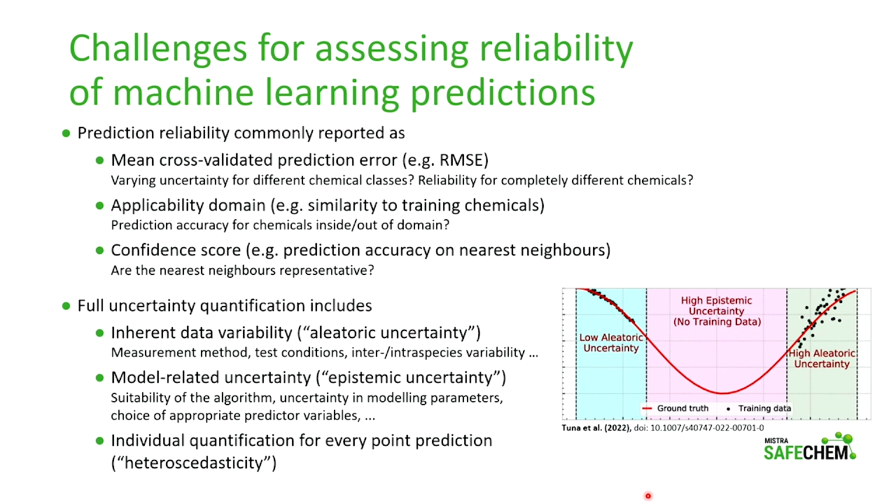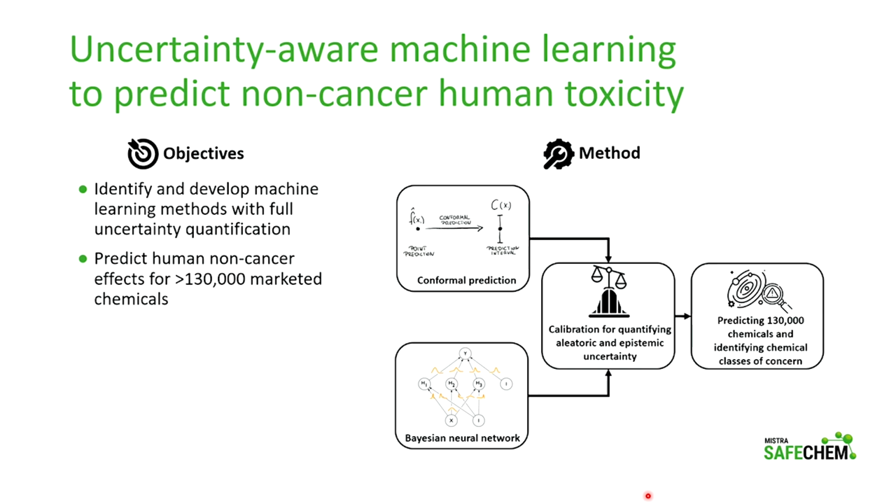And finally, we want this uncertainty quantification to be individual to every point prediction. That means the models have to be able to assign different levels of uncertainty to different types of chemicals. So this is something we addressed in my second project, which is to build uncertainty-aware machine learning to predict non-cancer human toxicity. And here I had again two objectives. First of all, I wanted to identify and develop machine learning methods that allow this full uncertainty quantification. And secondly, I wanted to apply this method to this broader space of 130,000 marketed chemicals to see how reliable it is and whether I can identify any chemical classes of concern.